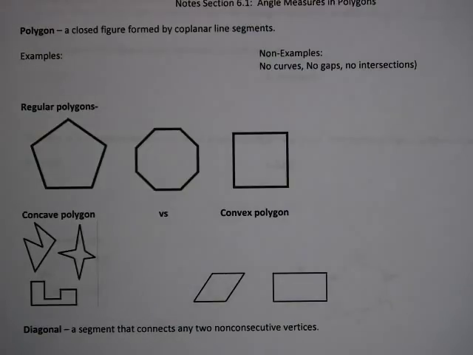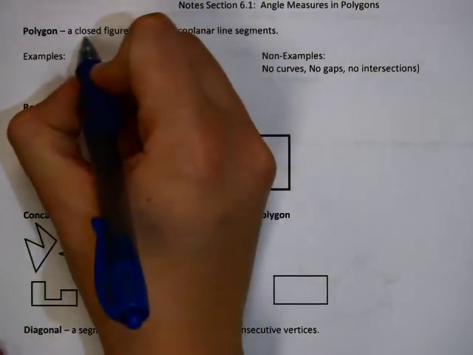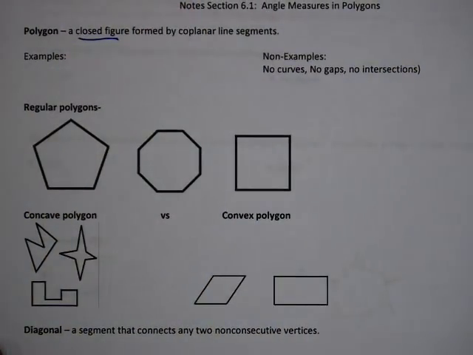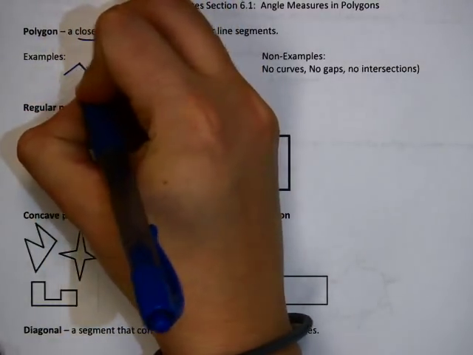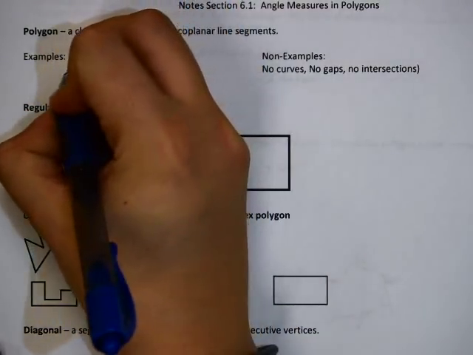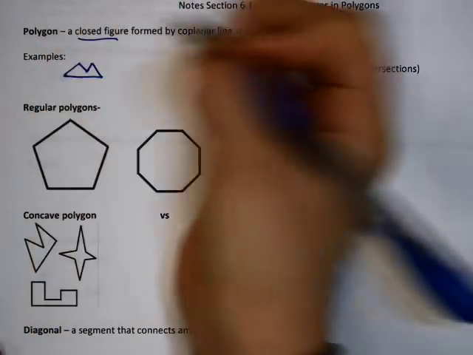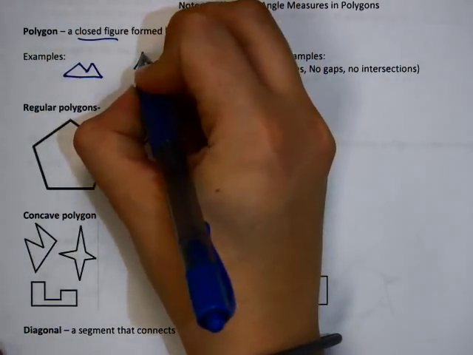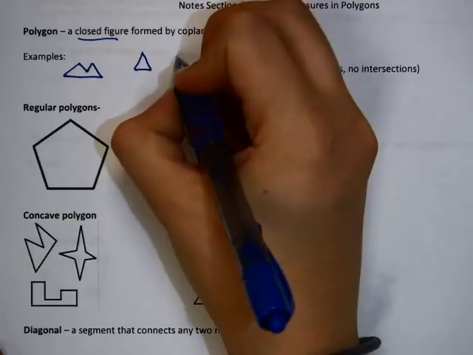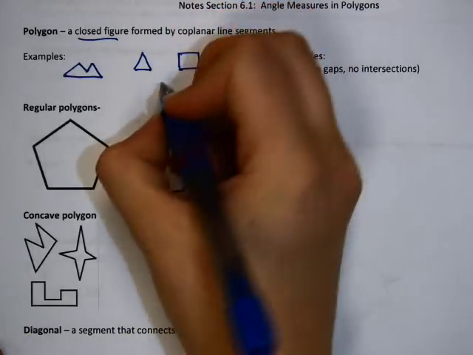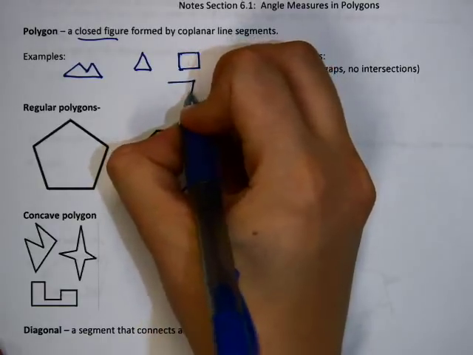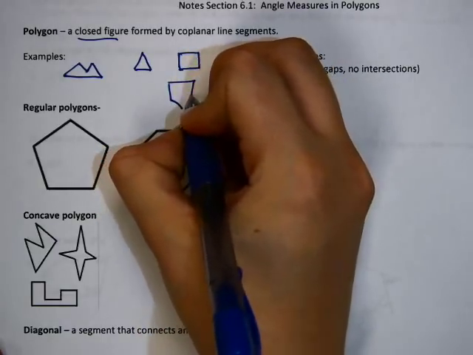These are notes section 6.1, angle measures and polygons. Well, let's talk about what a polygon is. It's a closed figure formed by coplanar segments. You've seen these before. This would be a polygon, one example. You could have regular polygons, we know triangle, square. We have a pentagon. You could draw a pentagon. That's a polygon.